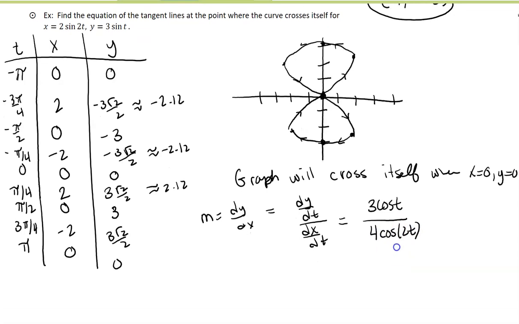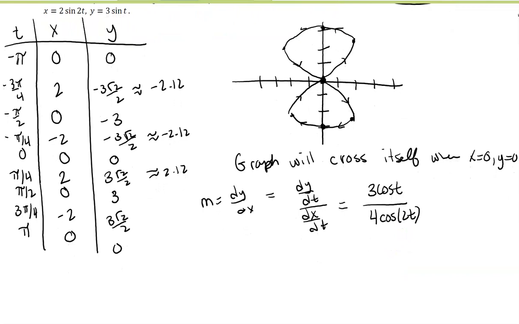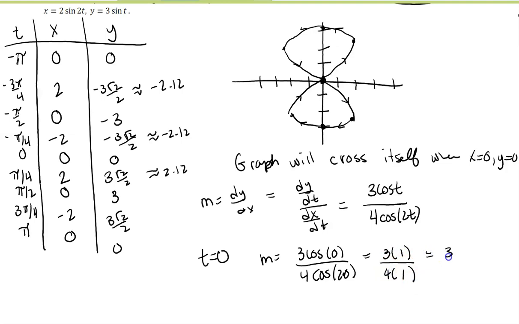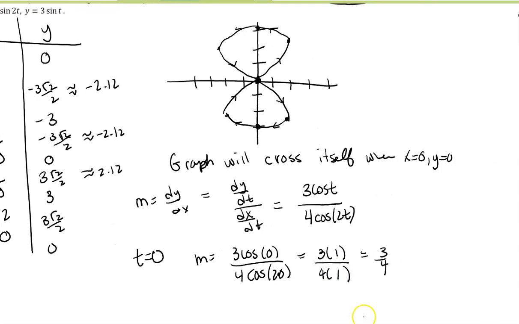Okay, so the two places that we know for sure that this is going to happen are at t equals 0 and t equals pi. So at t equals 0, m would be 3 cosine of 0 divided by 4 cosine of 2 times 0, which is actually 3 times 1 over 4 times 1, or 3/4. So the equation would be y minus 0 equals 3/4 times x minus 0. That's my x1 and my y1. Or y equals 3/4 x.